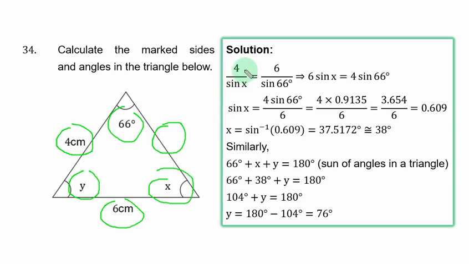So you have 4 over sine S is equal to 6 over sine 66 degrees. You have it in this form. If you cross multiply, you have this result. To get angle S, you need to get sine S first. So you divide through by 6. You have it in this form.